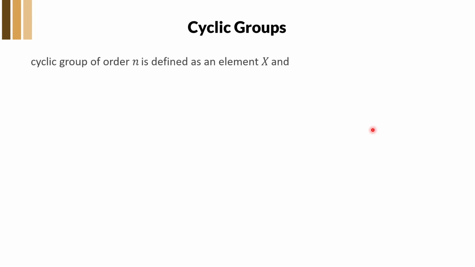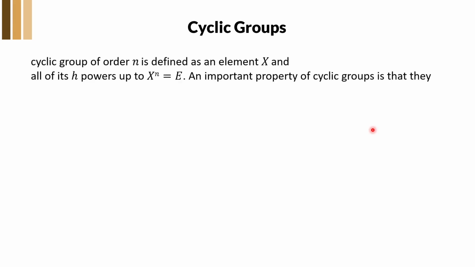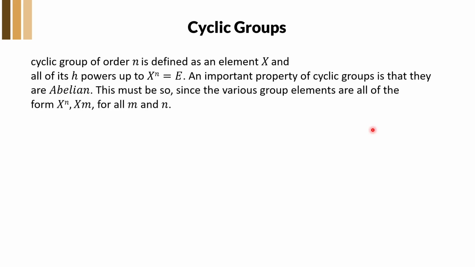However, if we talk about the group of order 4, then there are possibilities. Either we can write it in the method of a cyclic group or in another form. A cyclic group of order n is defined as an element x and all of its powers up to x to the power n equal to e. An important property of a cyclic group is that it is abelian. It's an important point: cyclic groups are abelian.